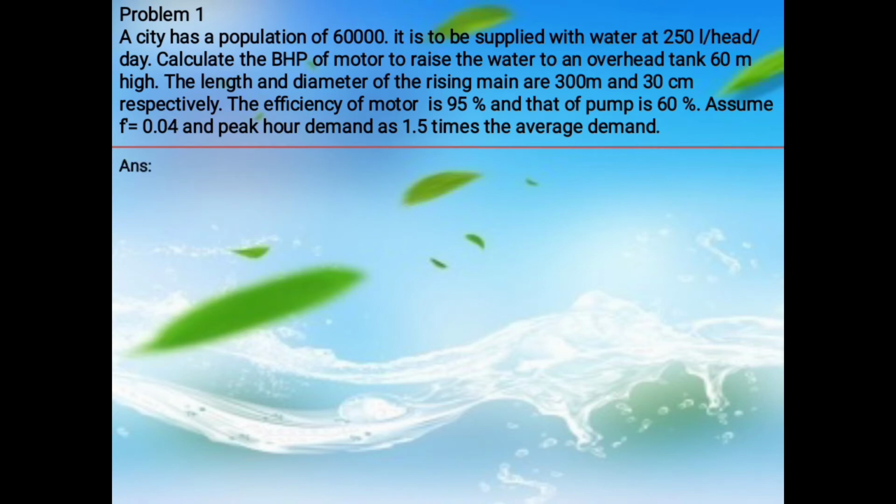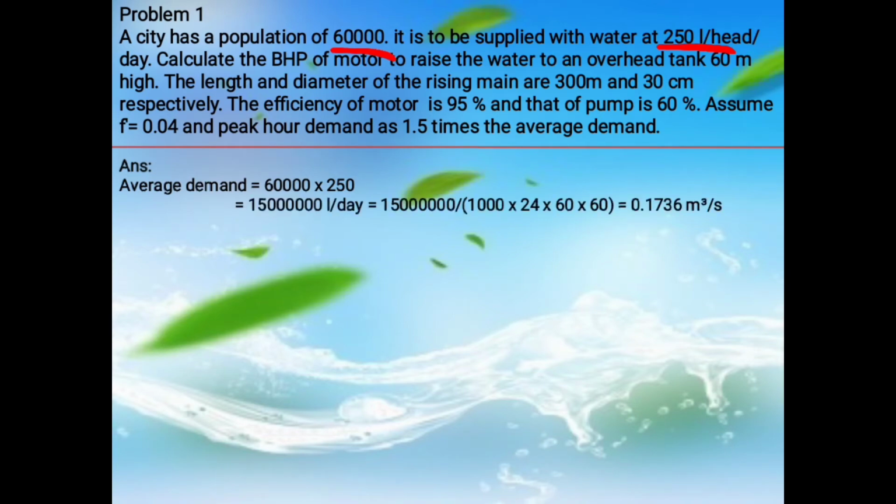Population 60,000. The rate of average demand is 250 liters per head per day. From this, find out the total demand. Therefore, average demand equals 60,000 into 250. 250 is the rate of water supply, or the quantity of water to be supplied, that is 250 liters per head per day. Then the average demand equals population into rate of water supply.